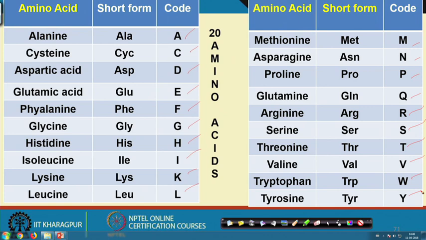In many cases, if you are not conversant with the code, then the abbreviation helps, because the moment you write ALA, it appears that this is the amino acid alanine, right. The abbreviation is made in a way that you can easily pick up the actual amino acid. For example, arginine is ARG, though your code is R, and ARG corresponds to arginine, right.